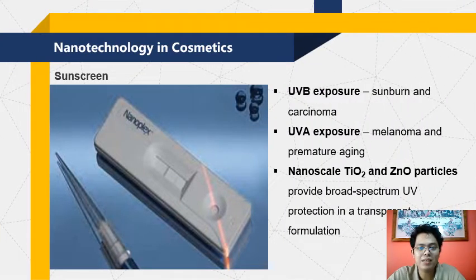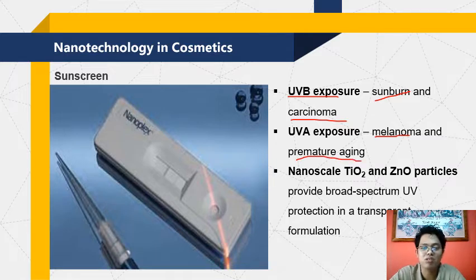On the field of cosmetics, nanotechnology can also help a lot, especially with your cosmetic formulation, as it can help prevent sunburn and carcinoma due to UVB exposure, and it can also enhance prevention from melanoma and premature aging due to UVA exposure. Now, the nanoscale titanium oxide and zinc oxide particles, which could be utilized in your cosmetic formulation, provide broad spectrum of UV protection in transparent formulation.